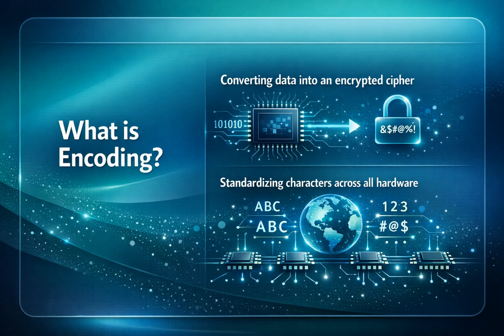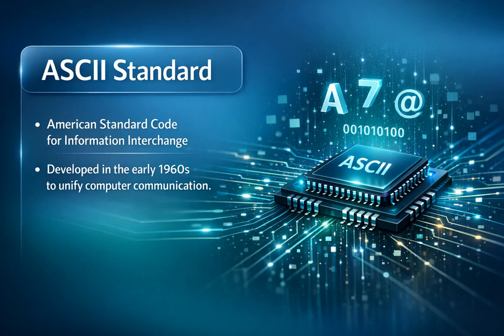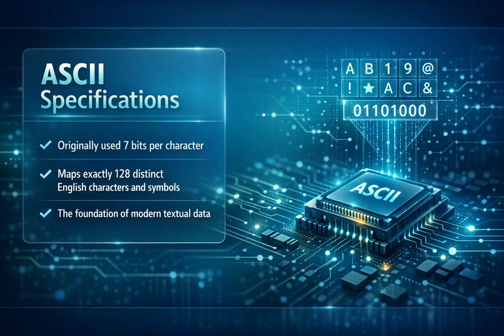It's the mandatory mechanism of converting human data into an equivalent cipher so that multiple distinct hardware brands function seamlessly. Historically, we standardized this using ASCII. Standing for American Standard Code for Information Interchange, it was developed in the early 1960s to completely unify digital communications. ASCII originally dedicated exactly 7 bits of memory per character. This mathematically allows for 128 unique combinations, which beautifully maps all English letters and standard punctuation.